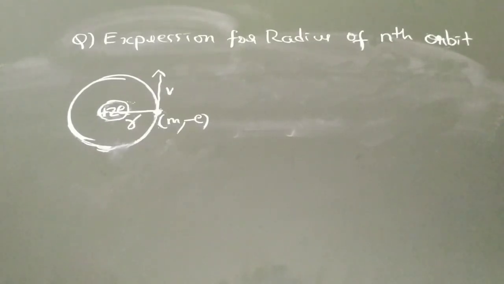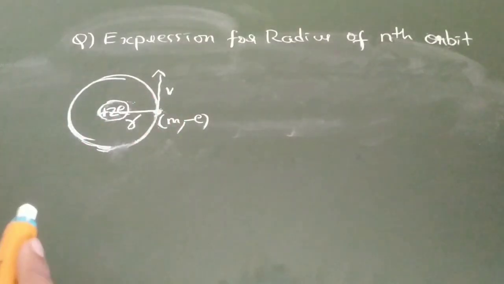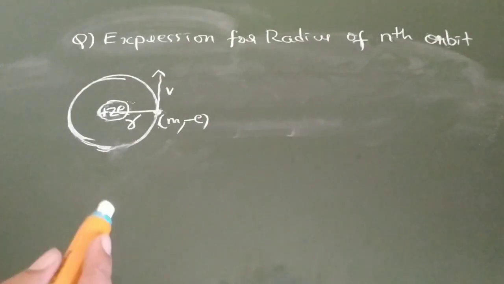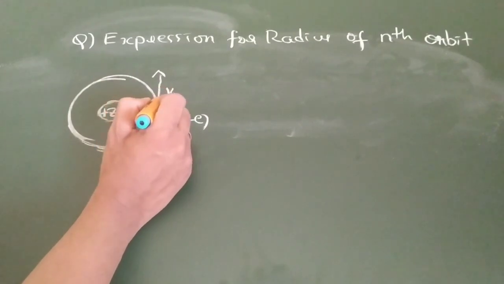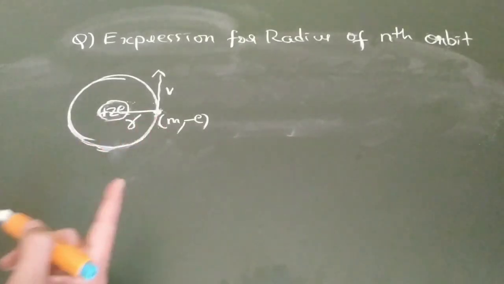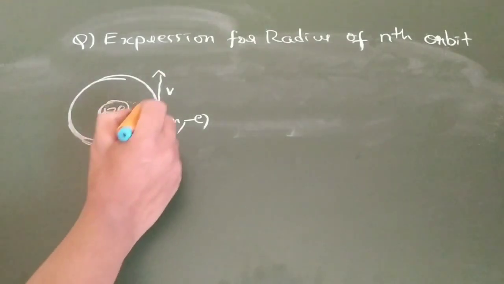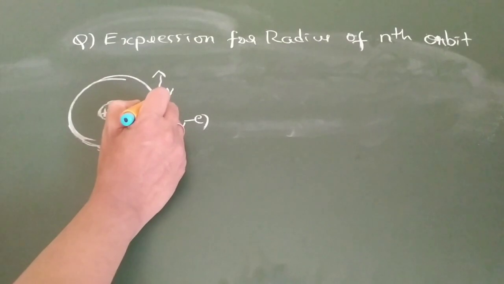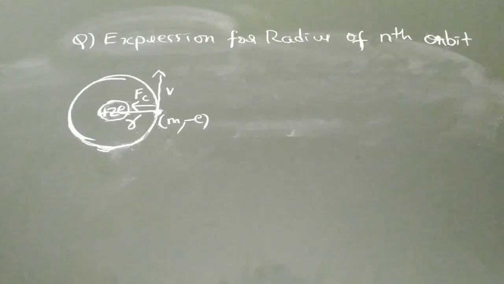After this, what is the cause of the motion of the electron? You have to think: what is the force acting on the electron? Why is the electron moving in a circular path? Any body which is moving in a circular path must have a centripetal acceleration, that is, a centripetal force Fc.